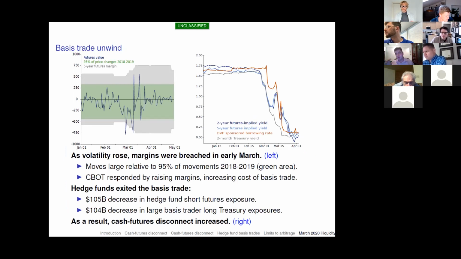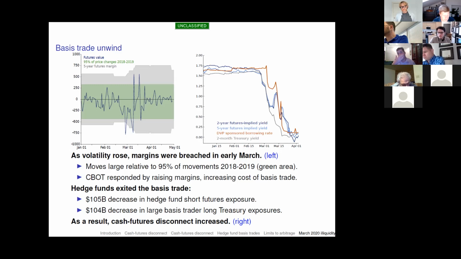So first of all, if we look at the figure on the left, we're seeing the direct effect. Treasury volatility rose, and at the same time, futures volatility was going to rise as well. What we can see in this chart is the price movements in terms of contract value against the 90th percentiles of price changes in the previous 2 years, and the size of the treasury futures margin. And what we can see is that in late February, as volatility increased pretty dramatically, there were price movements that were well outside of the margins set by the CME.